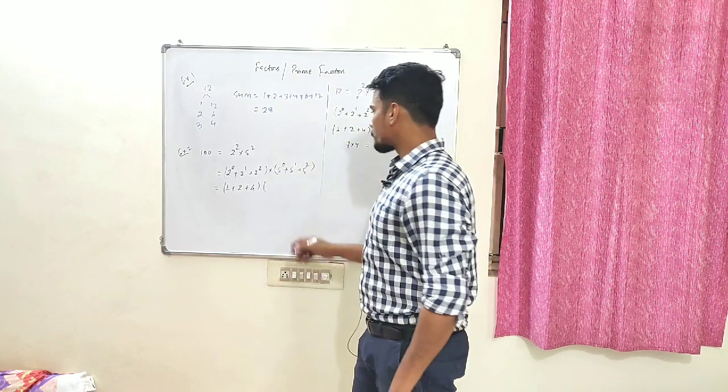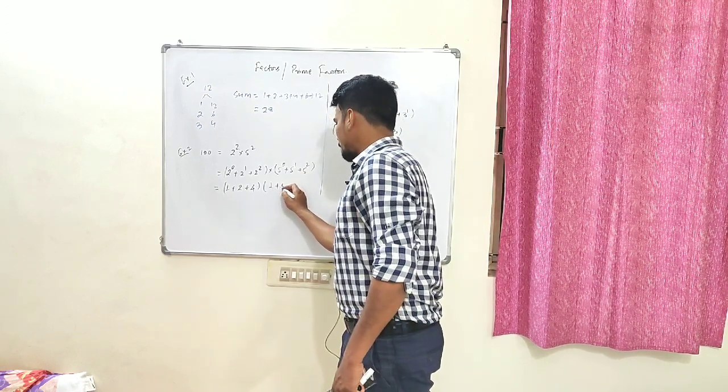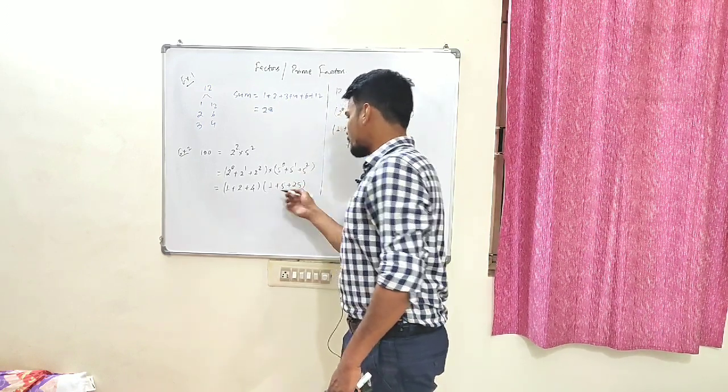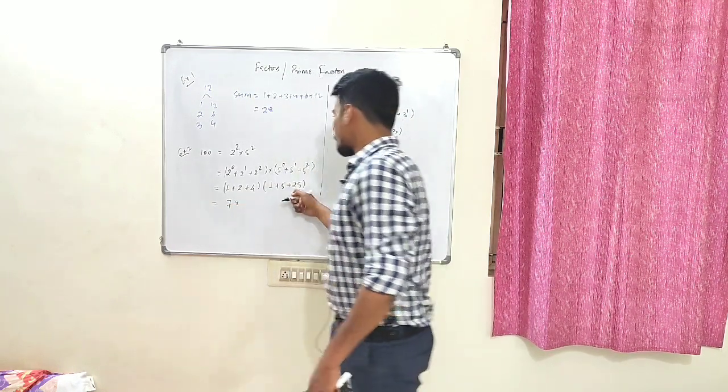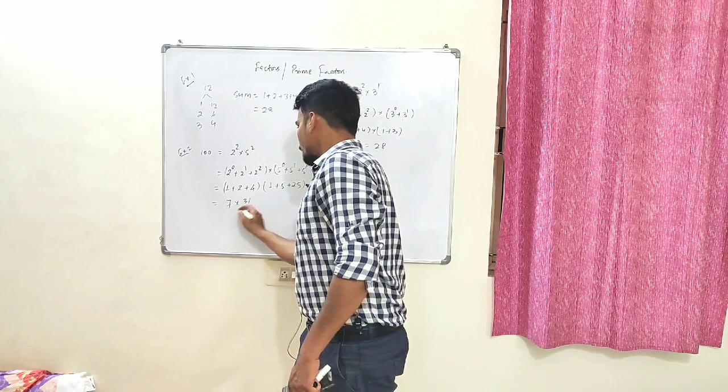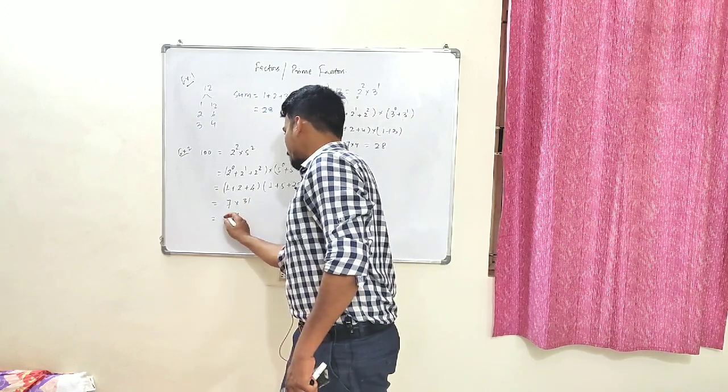The same process as well over here. It's going to be 1 plus 5 plus 25. Oh, that's a huge number, isn't it? Now we have 7 times 31. Okay, eventually it is going to be a really easy number for all of us.